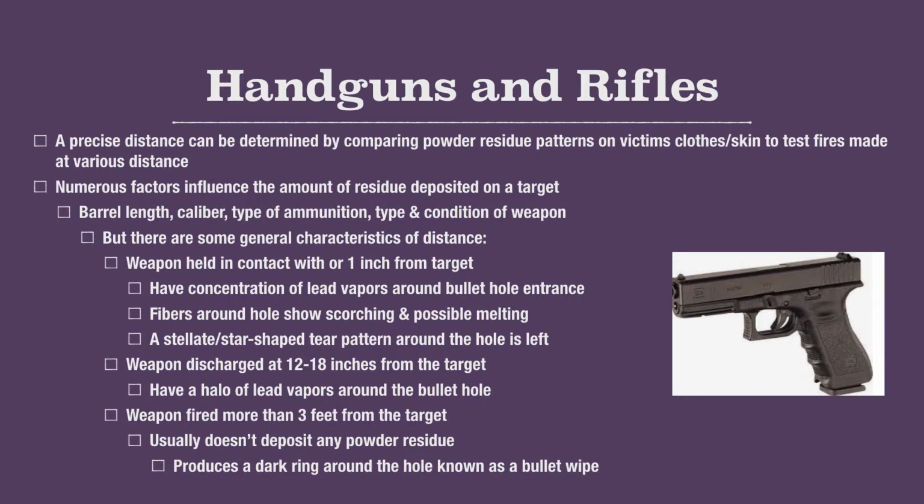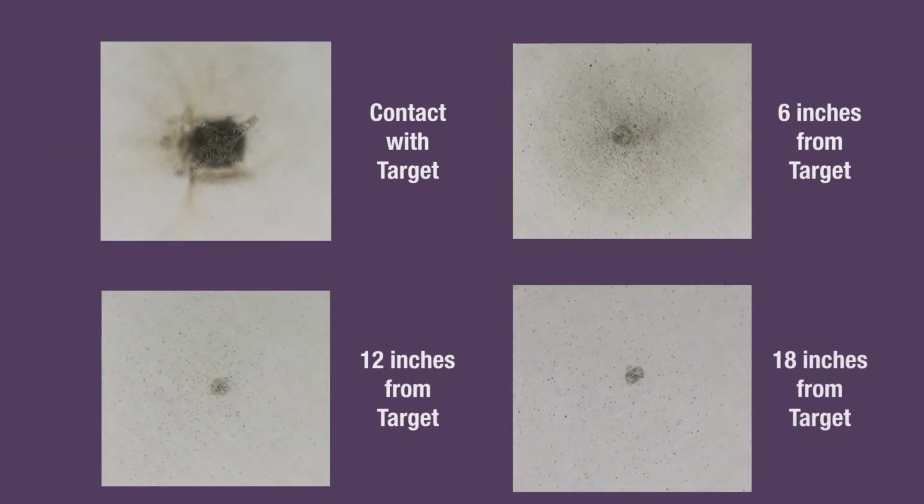If the weapon is discharged from 12 to 18 inches from the target, they tend to have a halo of lead vapors around the bullet hole. And if it was fired from more than 3 feet, it usually doesn't deposit any powder residue. But it does typically produce a dark ring around the hole, known as a bullet wipe. So these are the different pictures of different distances, as you can see, around the entrance wound or the bullet hole.